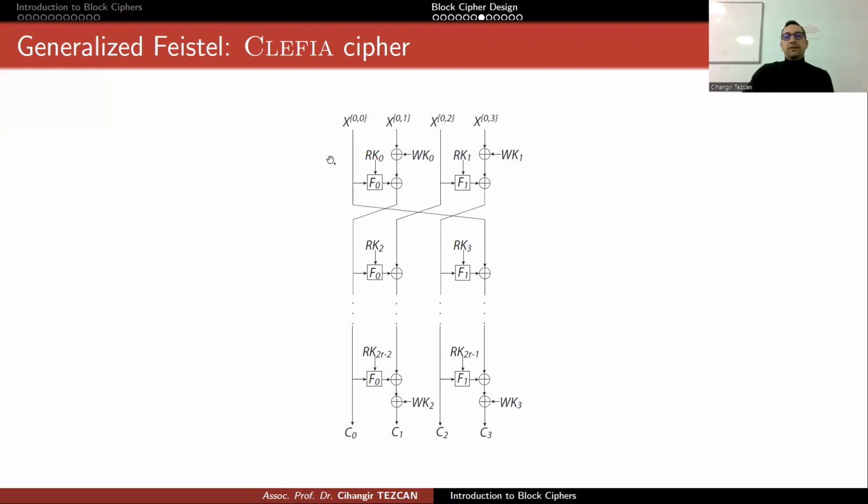So here's a generalized Feistel example. In my previous example, I had 2 lines, but CLEFIA is one of the other ISO standards developed by Sony, and it is used for digital rights management in many Sony applications. So this time, instead of 2 lines, they have 4 lines, because this time the block size is 128 bits. So each line here actually represents 32 bits.